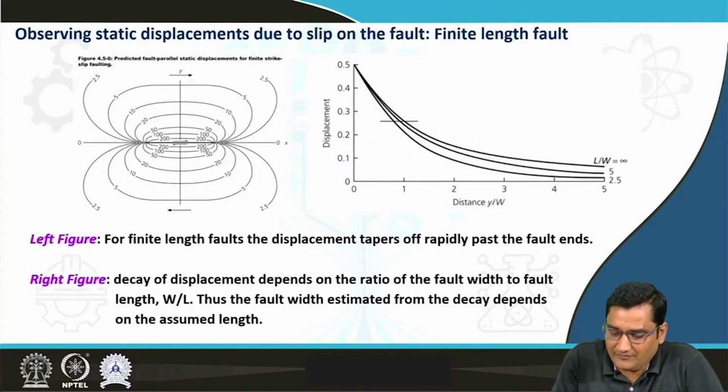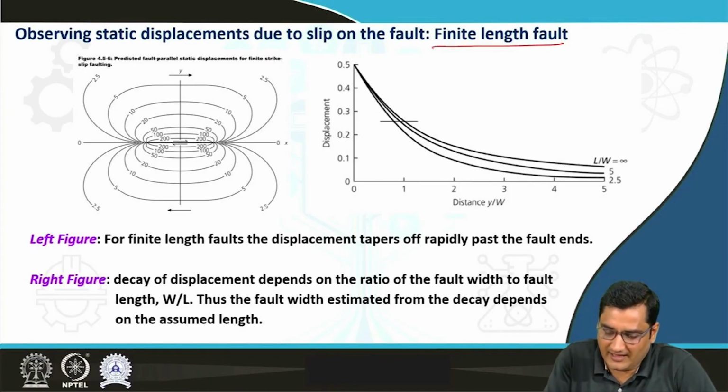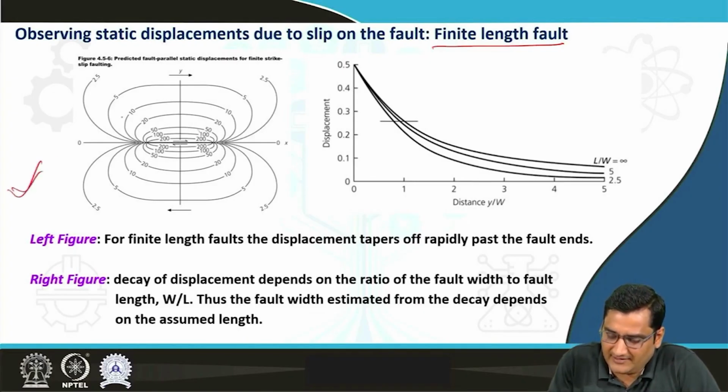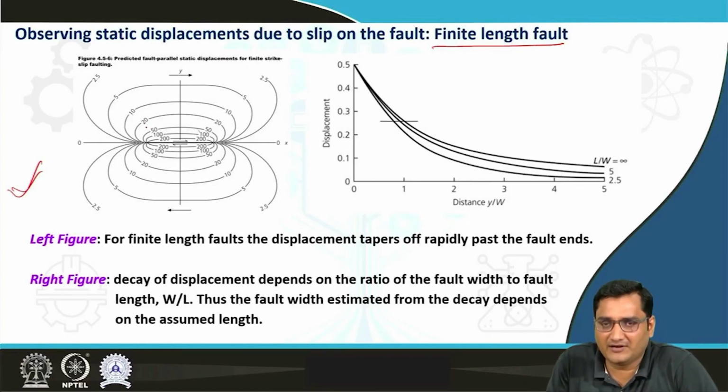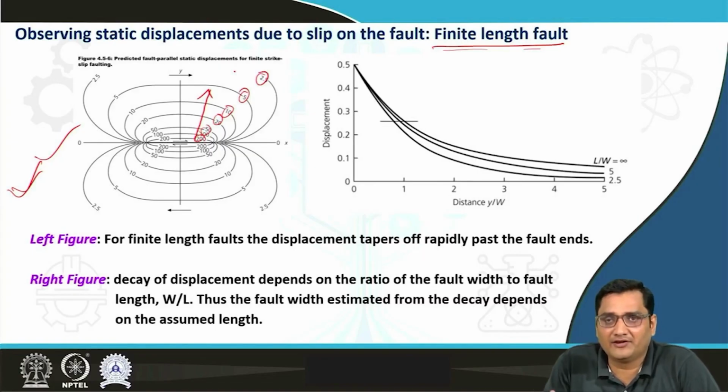And then if you take an example of a finite length fault, this is the example which is shown. These are the contour lines for the static coseismic displacement for the finite fault that are drawn here. And you can see that as you go further away from the fault, the labels on the contours are reducing. That basically represents that the displacement is reducing as you go away from the fault location. Likewise here also it is happening the same way.